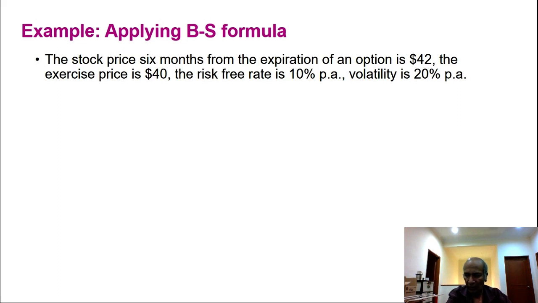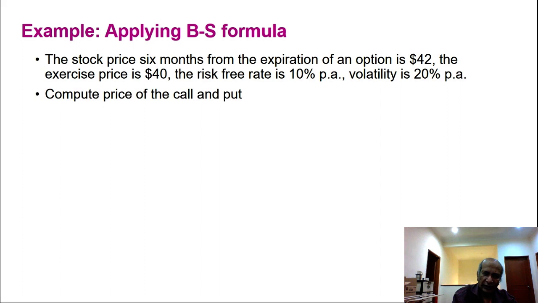Okay, look at this numerical example. The stock price 6 months from the expiration of an option is $42. Right now, the stock price is $42. This option will expire in 6 months. That's how you construe this. The exercise price, or the K, I've told you many times, the strike price can also be referred to as the exercise price, is $40. The risk-free interest rate is 10% per annum. The volatility, not the implied volatility but the normal historical volatility, is 20% per annum or 0.2.